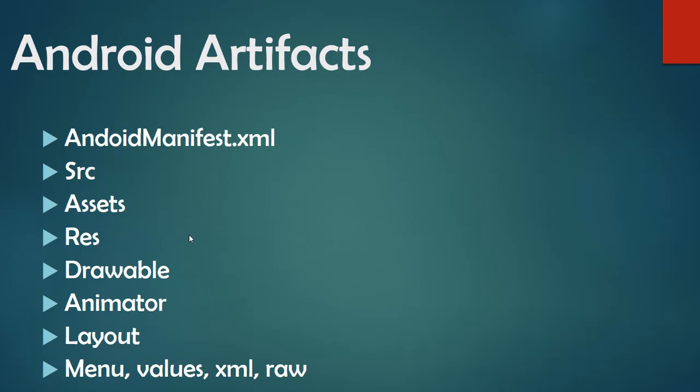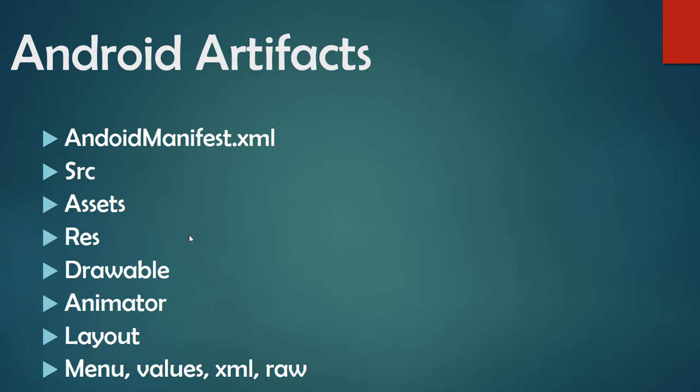And also we have drawable, the folder containing the image or image descriptor files used by the application. Animator also contains XML files that describe the animation used by the application. Layout is very, very important. You really have to understand layout, because layout is the folder that contains the views of the application. Whatever view or whatever you see on Android is contained in the layout folder.